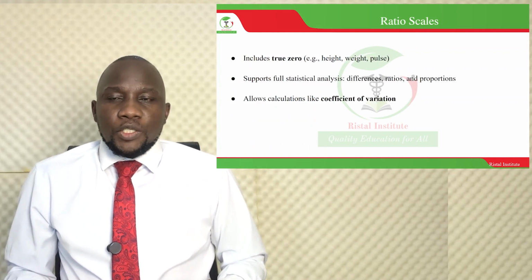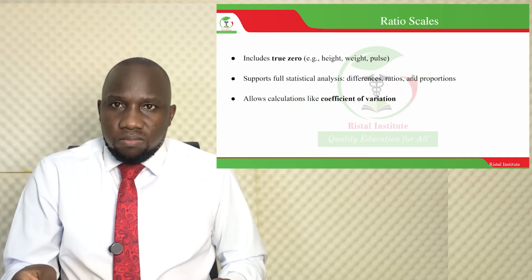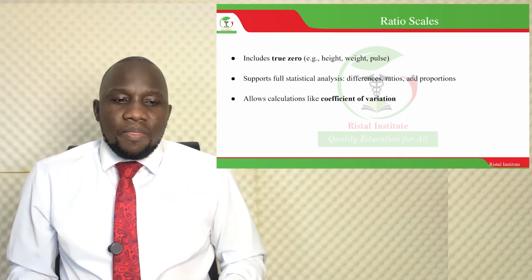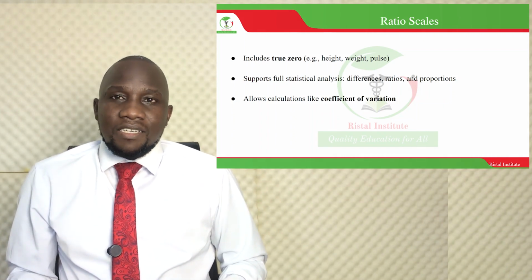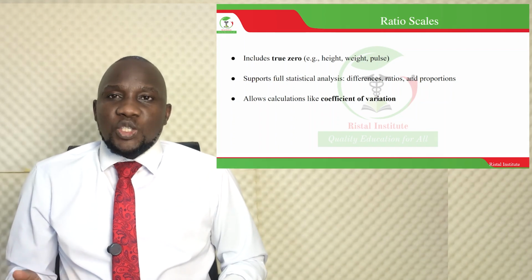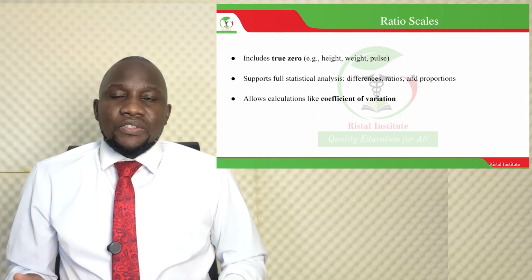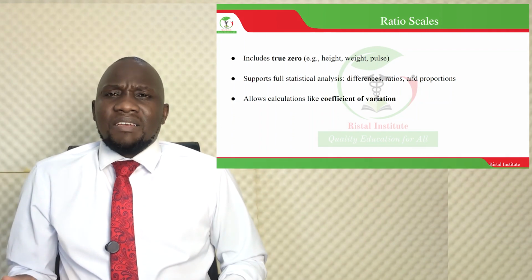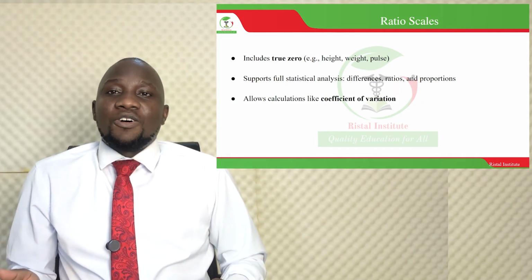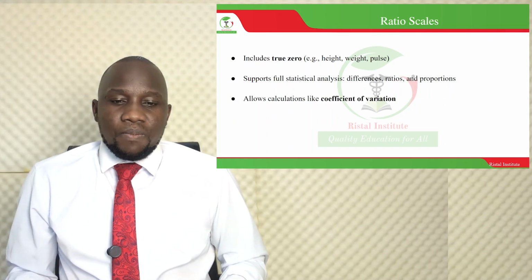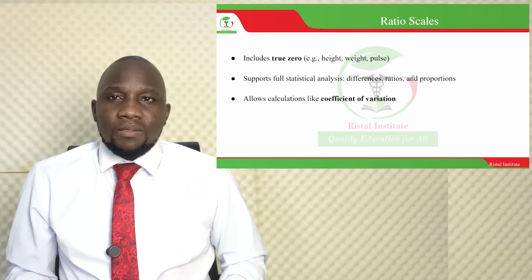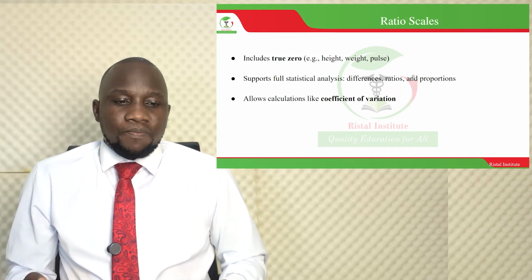And then the ratio scale. This is now the top level. Here, the 0 means 0. The 0 means there is nothing there. If you have 0 height, there is no height you're talking about. If there is zero weight, there is nothing there. If there is a 0 pulse, there is no pulse. You get it? So that is what we call ratio scale, or basically ratio data.